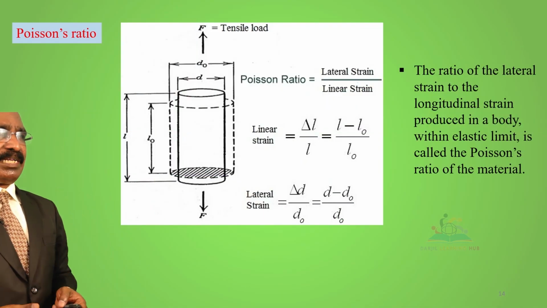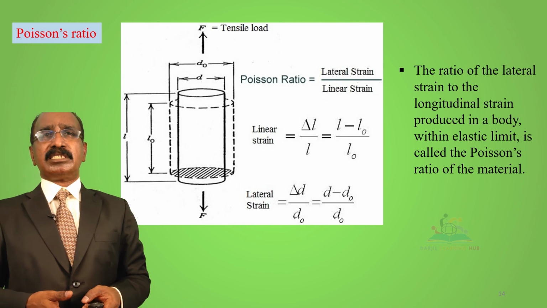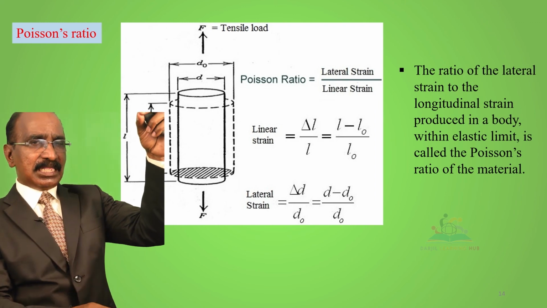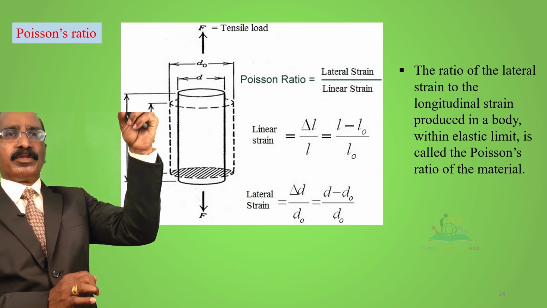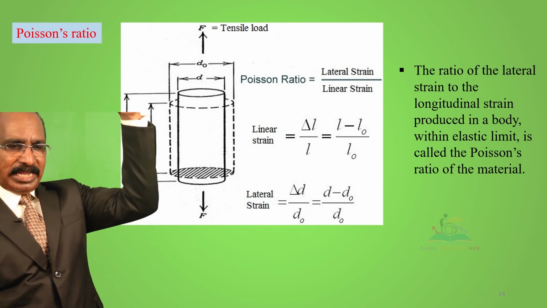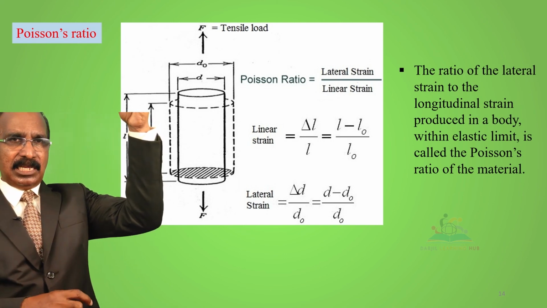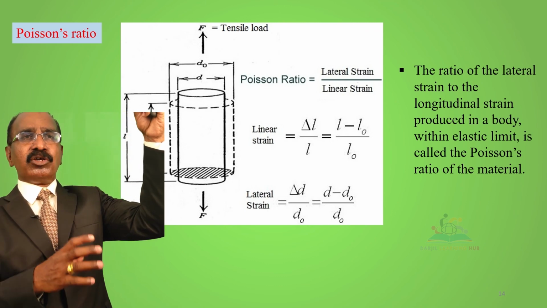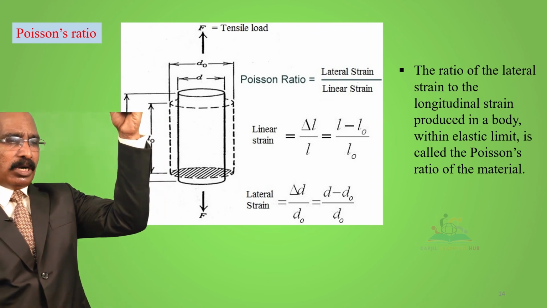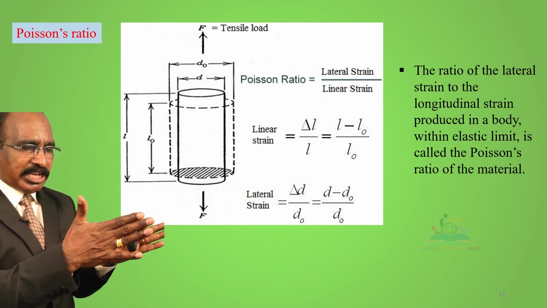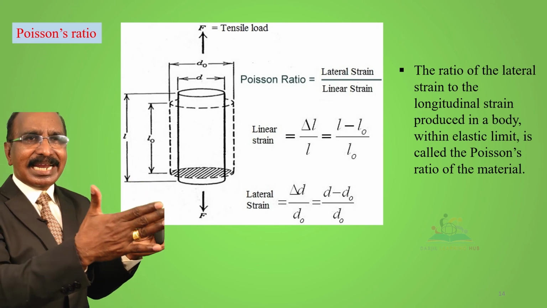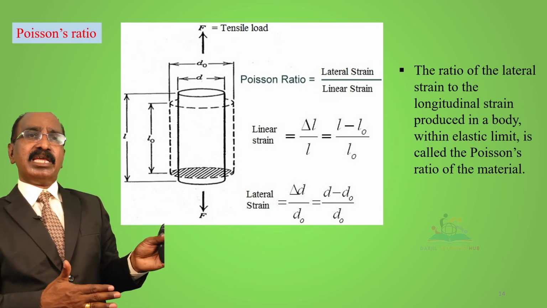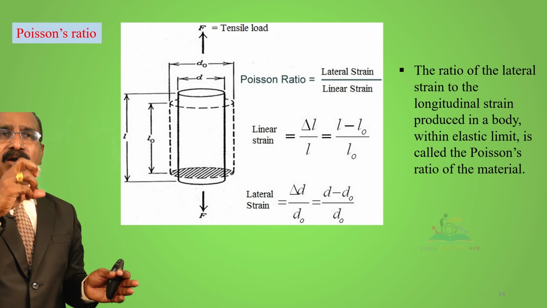And another parameter that we have to study here is Poisson's ratio. That is, a rubber band will have its original length L0, and when we are pulling it, there will be an increase in the length. The increase in the length is delta L, that is L minus L0, and you call it the linear strain. But at the same time, the breadth will be shrinking. There will be a lateral strain also. That lateral strain will be equal to D minus D0 by D0, and this is called the lateral strain.